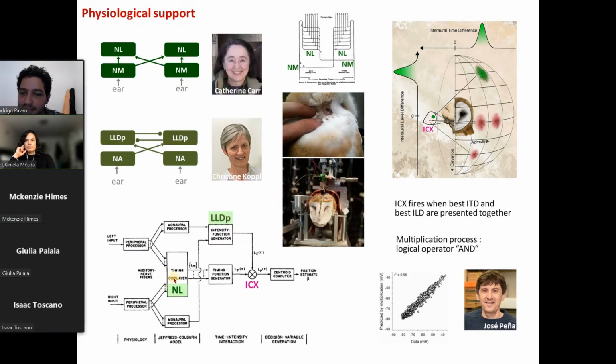And there are all these details from the engineers' model represented in the owl. There is a lot of physiological support: the processing of time, the processing of the levels, and the multiplication. Oh my God, these engineers really came up with an idea that was what evolution showed. The solution proposed by the design of the engineers was really the one that was shaped by evolution, shaped by natural selection. So they really found all the details of this model in the owl.